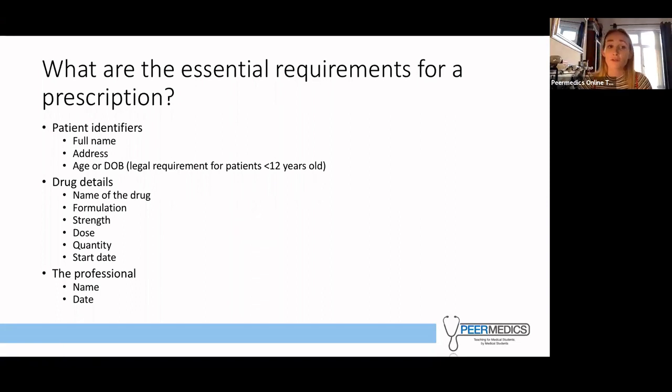So you need to make sure you've got a full name and the address and the age or date of birth. It's actually only a legal requirement to put the age on if a patient is under 12 years old, but it's good practice to just put that on for everybody to make sure you've definitely got it.